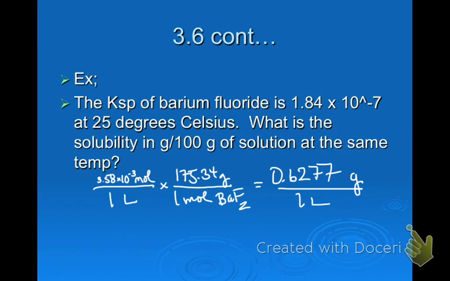Well, that's just 1/10. And so for 100, we want 1/10 of that. So we just want to multiply it by 0.1. And so we'd have 0.0627 grams per 100 grams, because it's 1/10 of that.